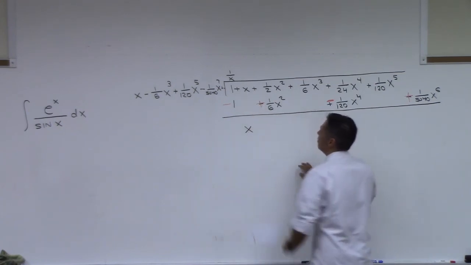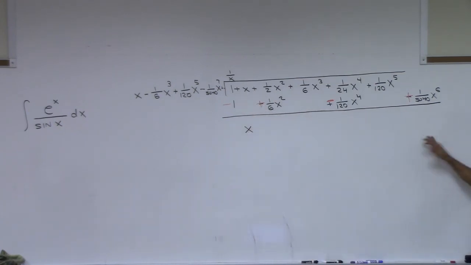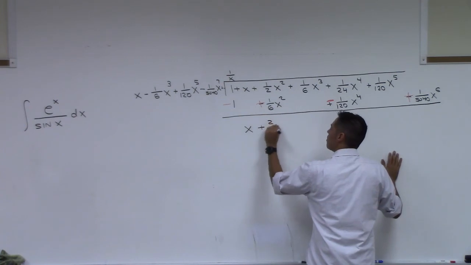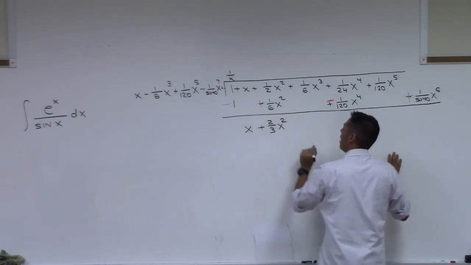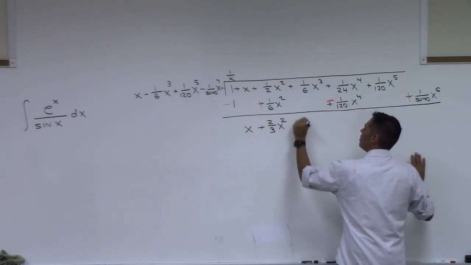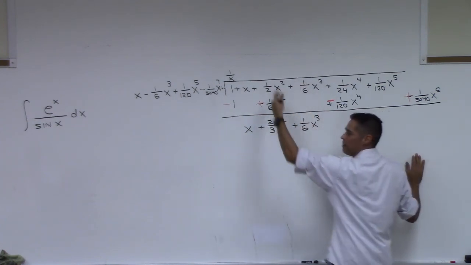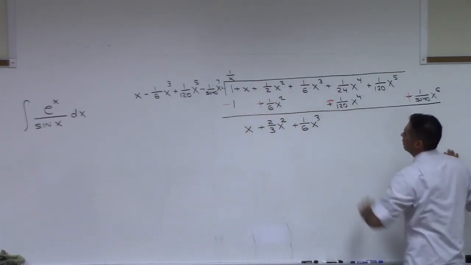Okay, what's your next term? Half x squared plus a 6th x squared, 2/3? Plus 2/3 x squared. What's next? 1/6 x cubed. You got to bring everything down. See? Everything's coming down.